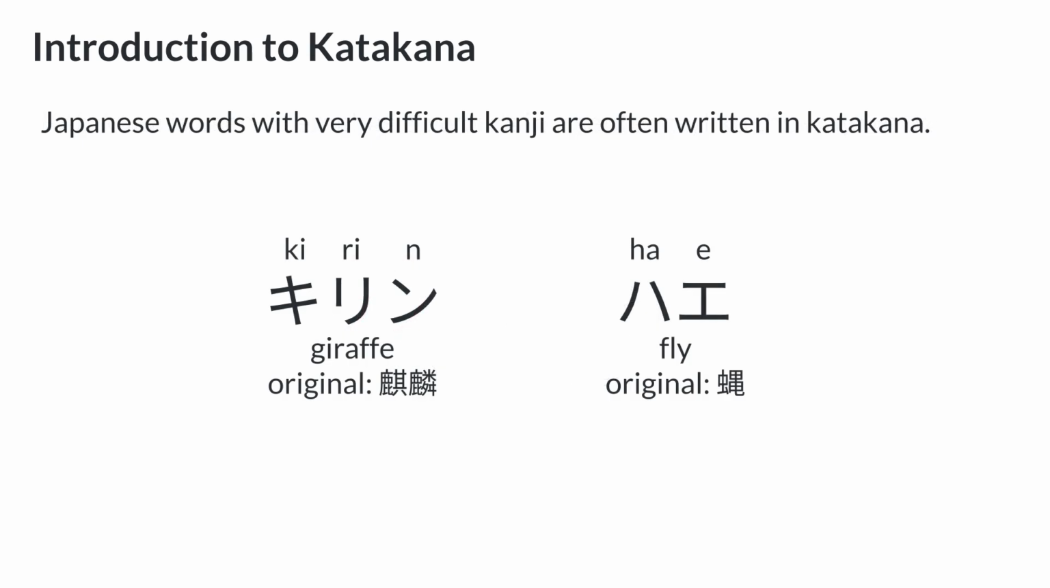Lastly, you may see Japanese words with very difficult kanji written in katakana. For this reason, you'll often see animals and insects written in katakana. For example, kirin and hae.